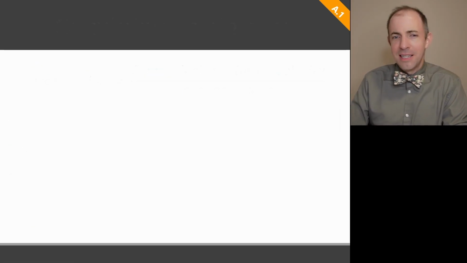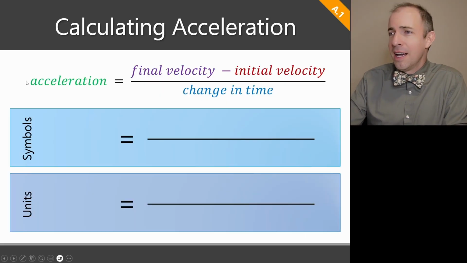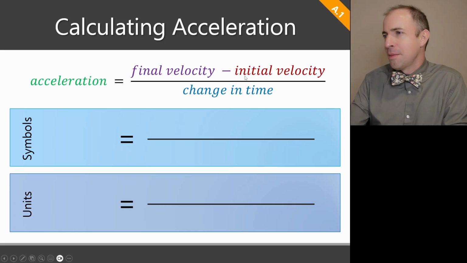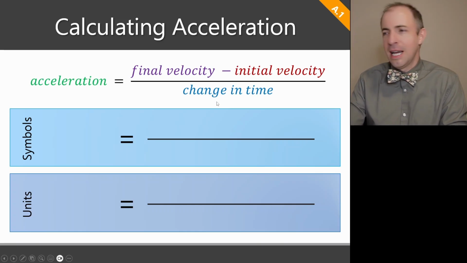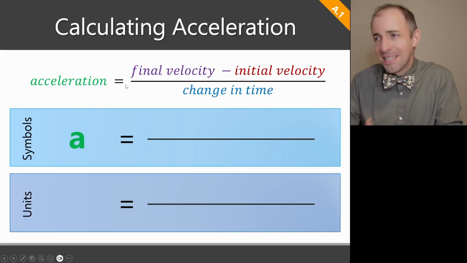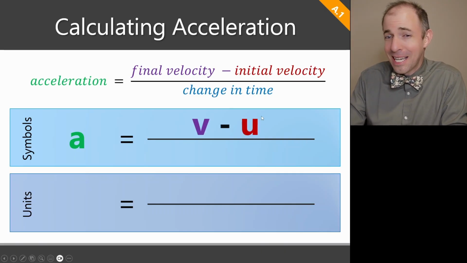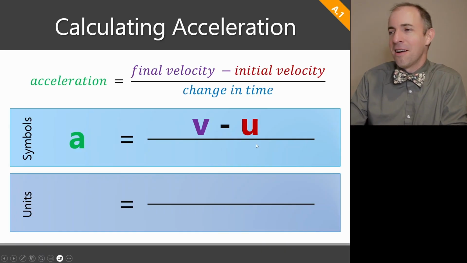We can also calculate this idea without a graph. Here's the official equation defining acceleration. It's your change in velocity over time. So your final velocity minus initial velocity divided by the change in time. For acceleration, we'll use a lowercase a. Final velocity is a lowercase v, and then you'll notice initial velocity is a lowercase u. We'll see that again later on.